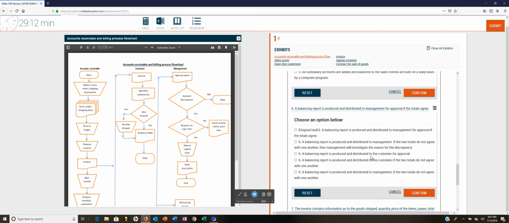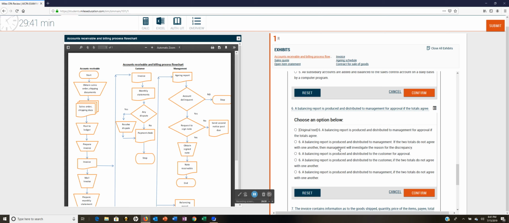A balancing report is produced and distributed to the customer. Obviously not. A balancing report is produced and distributed to the customer. No. So those can obviously be ruled out. You should be able to rule those out without even looking at anything. And then the sixth, a balancing report is produced and distributed to management if the totals do not agree with one another. So it's really between this one and that one.